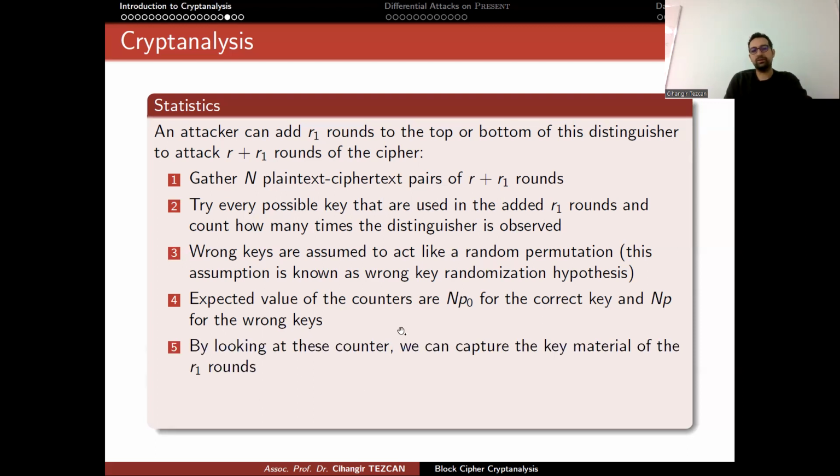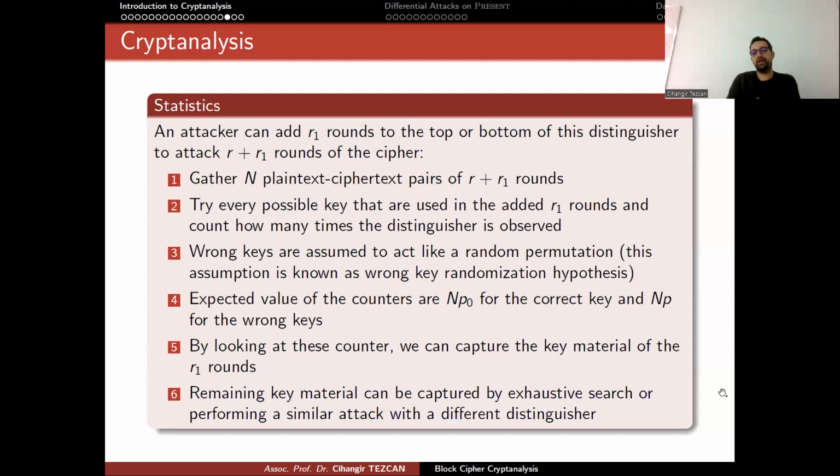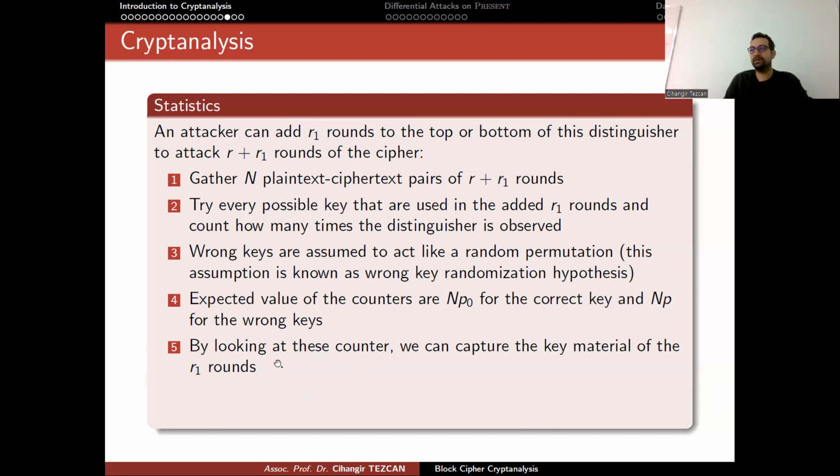By looking at these counters, you count how many times you see the distinguisher for every key and keep them as a counter. So by looking at these counters, we can capture the key material of the R1 rounds, but this is only for the added R1 rounds. So maybe you capture 20 bits of the secret key from there. So now you have to capture the remaining parts. The remaining key material can be captured by exhaustive search or by performing a similar attack with a different distinguisher. So assume that you found a way to capture 20 bits of the secret key by performing this attack.